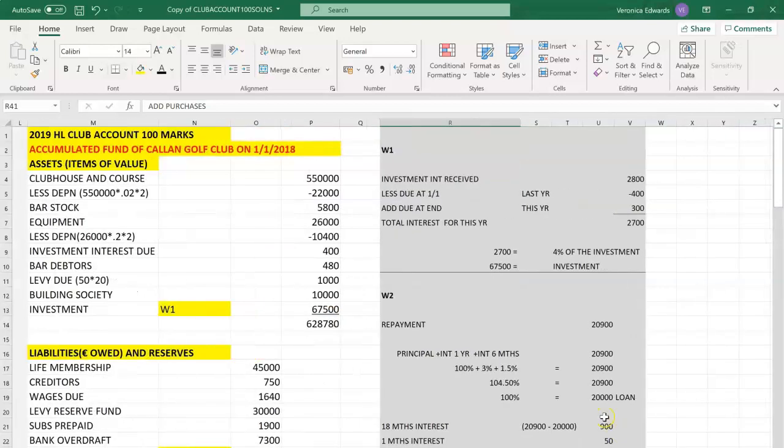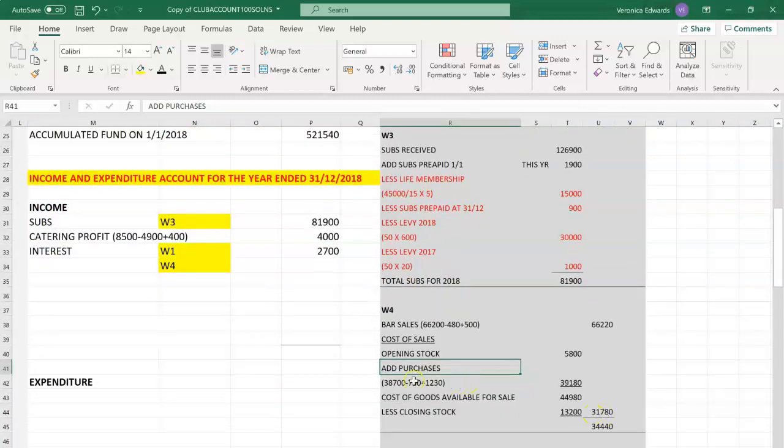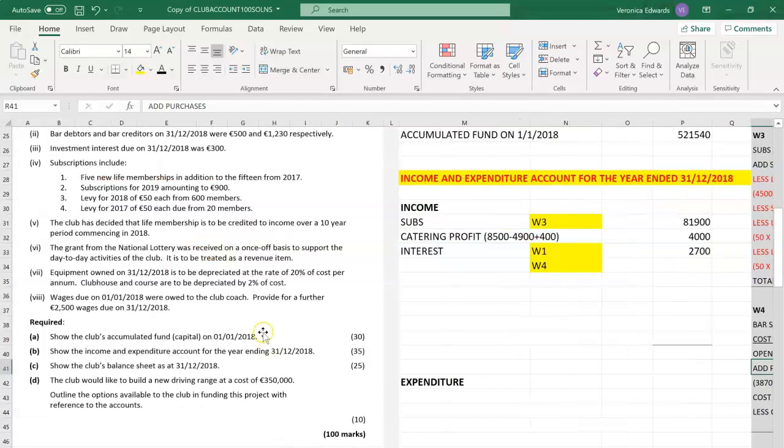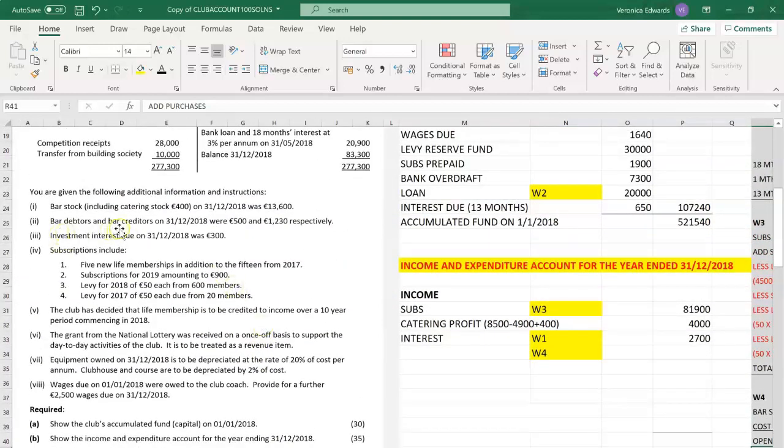So you're going to exclude that or deduct that, which is 750. You see it there because that's for last year. And then you need to look down the bottom of the question to see if there's any mention of bar creditors at the end of the year. And there is. Apparently you have creditors of 1,230 at the end of the year.